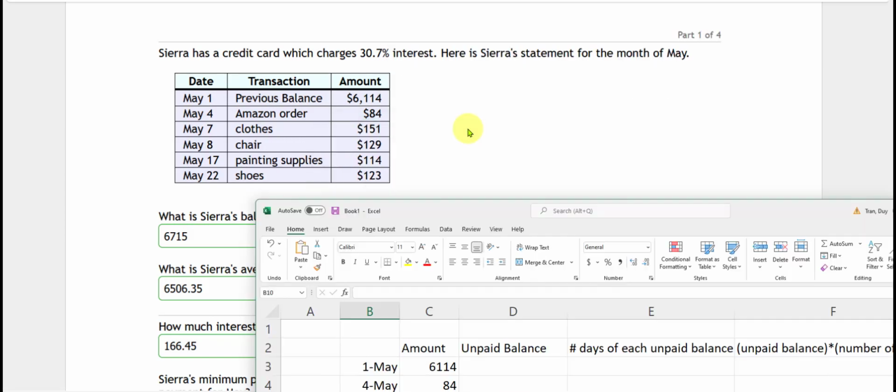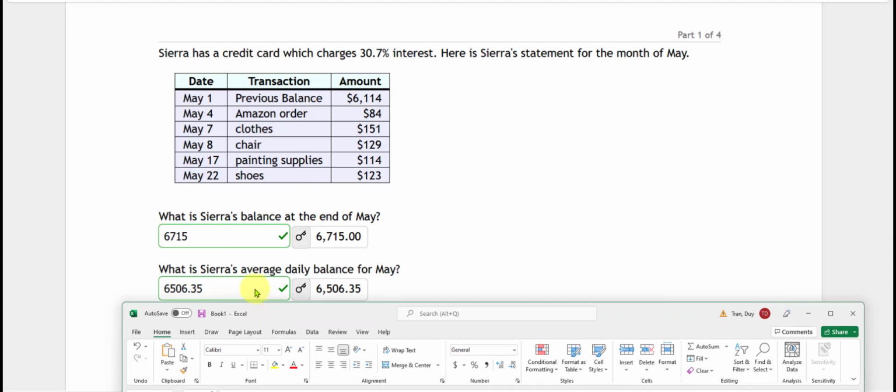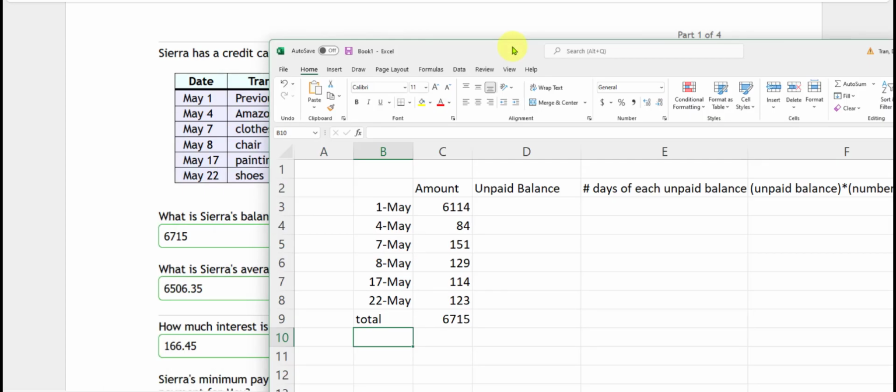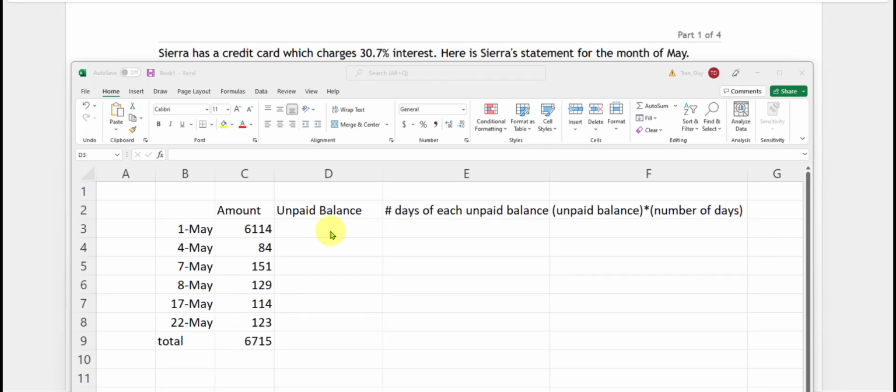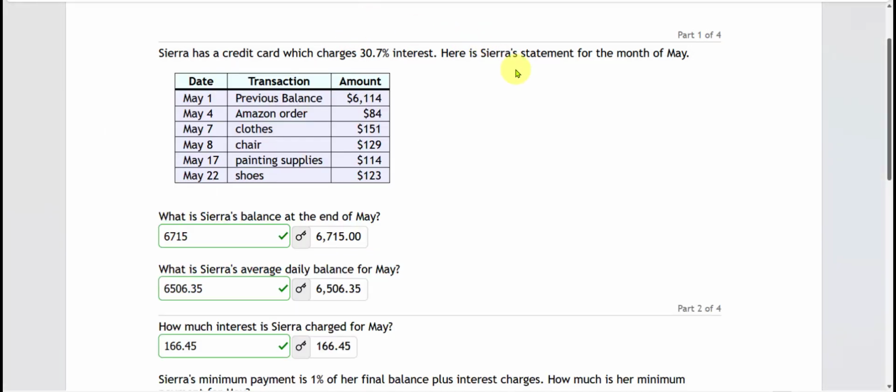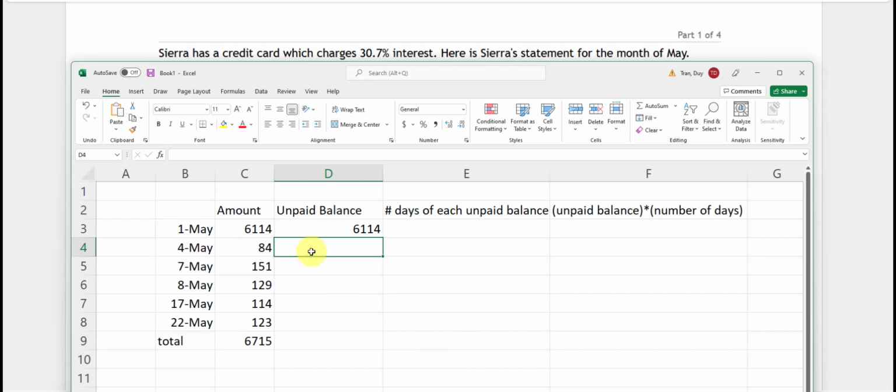Next, we are asked to find the average daily balance for the month of May. To find that, the first thing we need to find is the unpaid balance. The first unpaid balance is just the same number, 6114, because that is the unpaid balance for the first transaction. And then for the next one, this is simply equal to the amount that we got earlier plus the new charge, 84. And once you get that formula, you can just simply drag it down to the end.